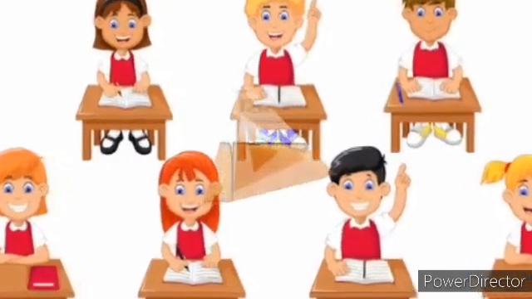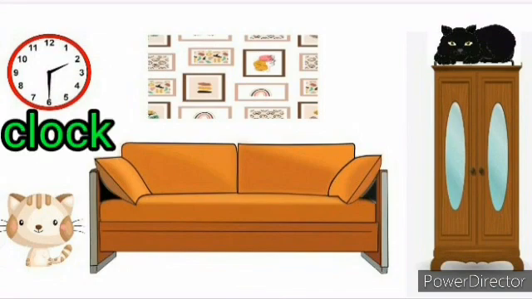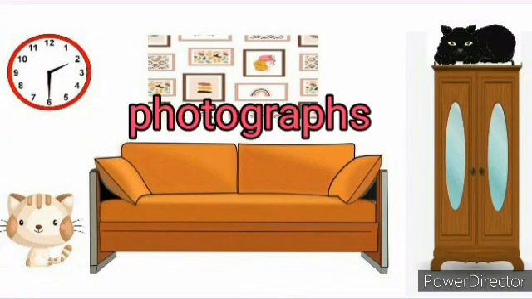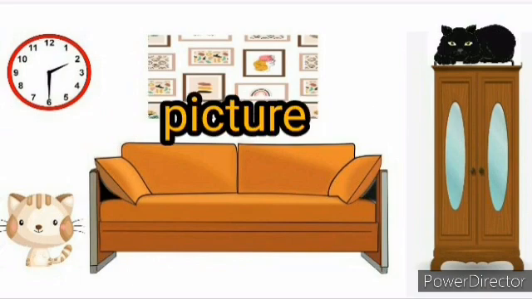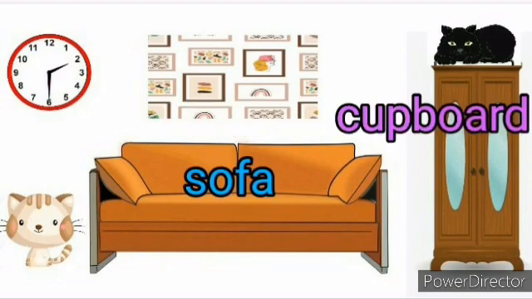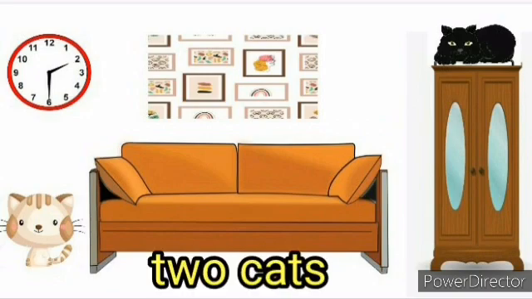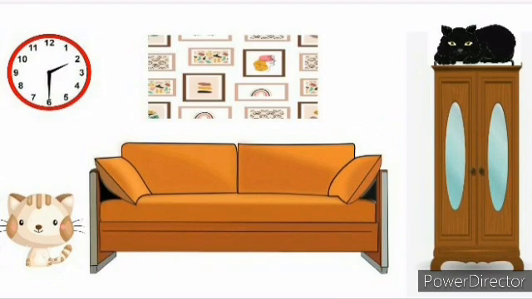See next picture on your screen. Tell me, what can you see in this picture? In this picture there is a clock. There are many photographs. Another word for photograph is picture. There is a big sofa next to the cupboard. How many cats can you see in the picture? 2 cats. 1 cat is sitting on the cupboard.